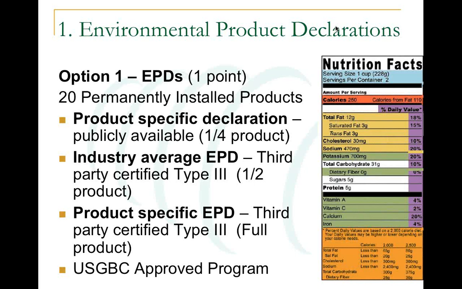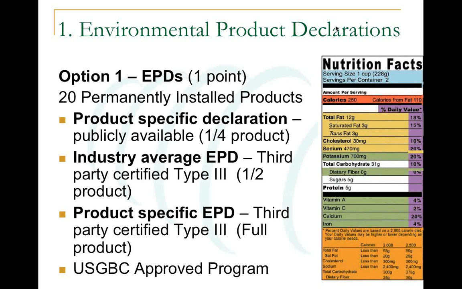And if you self-declare, if you say, this is my environmental impact, and have it publicly available, you really only get a quarter of a product. Remember, the design team is trying to get to 20, so giving them a quarter of a product for your concrete product is really not that helpful. If you offer an industry average EPD, LEED will offer half a product. Again, the design team is trying to get to 20. Half is not great, but it'll help.